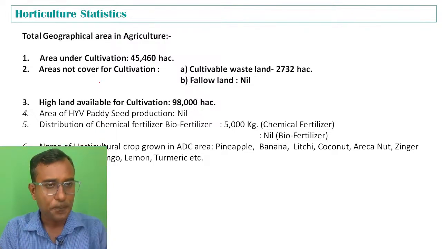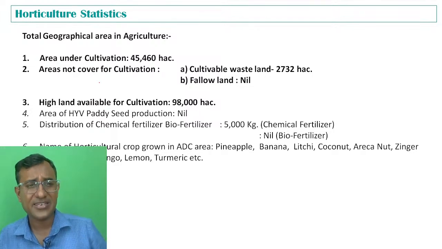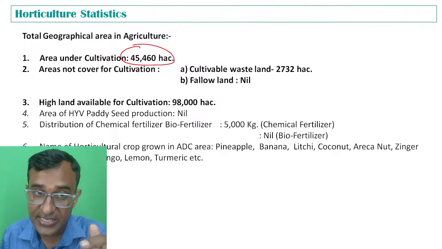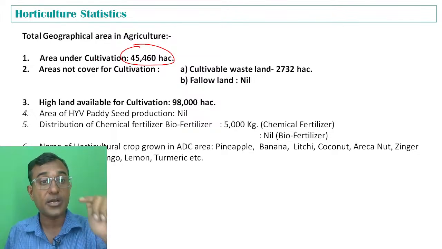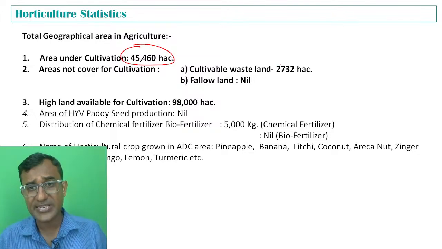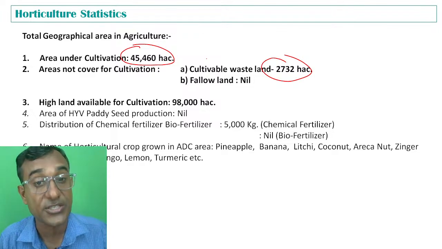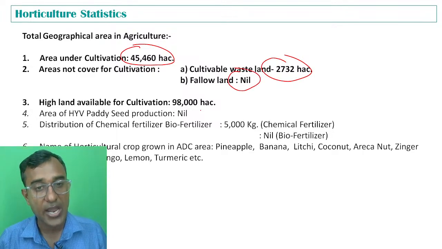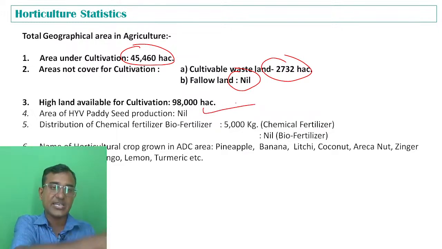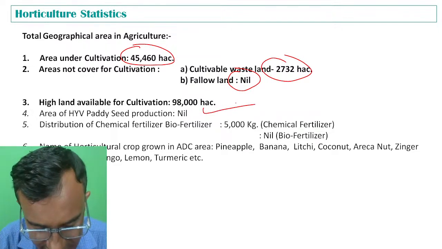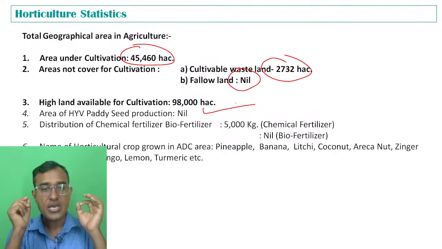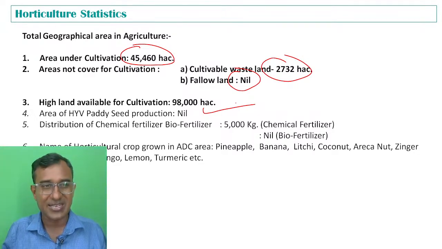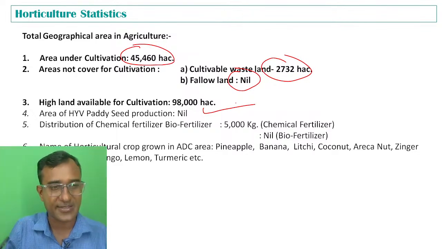very easily. So if we talk about area under cultivation for horticulture, that is 45,460, okay? Area not covered for cultivation, wasteland, is 2,732. Fallow land, no fallow land is there, okay? If I talk about high land available, if you see agriculture as well as horticulture, it's showing the same data, 98,000 hectare. The reason is they have considered this data for overall agriculture. It can be horticulture or anything else, okay?